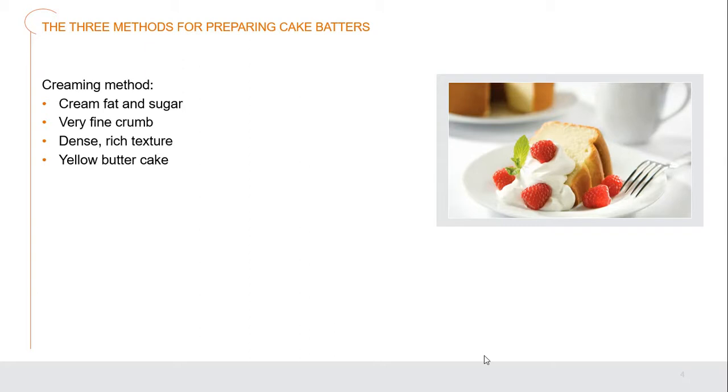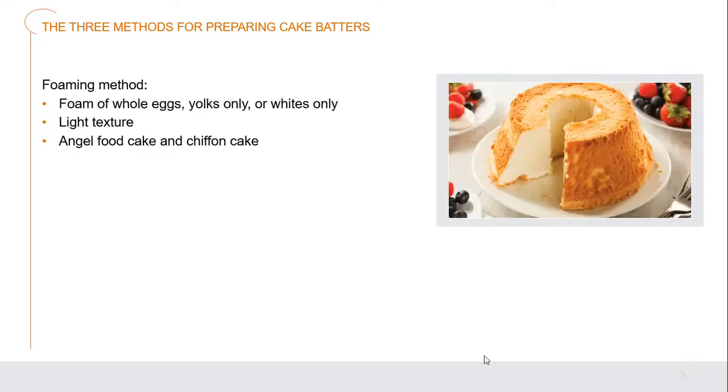This method creates a very, very fine crumb in that cake. It gives a good dense and rich texture to the cake. A yellow butter cake, for instance, is very popular using the creaming method.